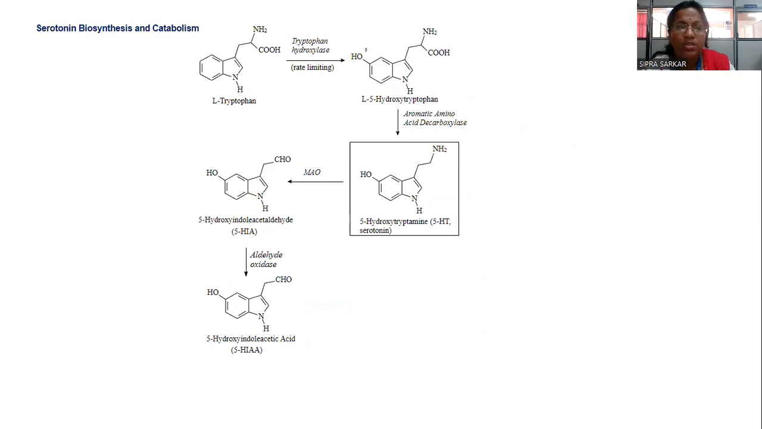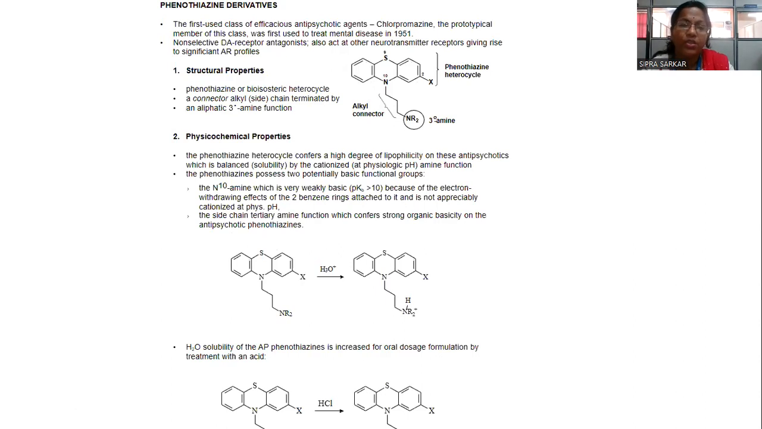Then serotonin biosynthesis, which is derived from L-tryptophan, where tryptophan hydroxylase acts on it and produces L-5-hydroxytryptophan. Then the decarboxylase enzyme converts this to 5-hydroxytryptamine. Then 5-hydroxyindole acetaldehyde and aldehyde oxidase convert it to 5-hydroxyindole acetic acid.